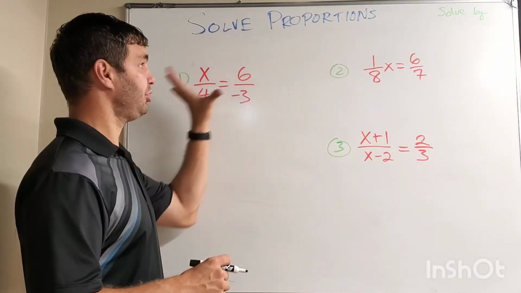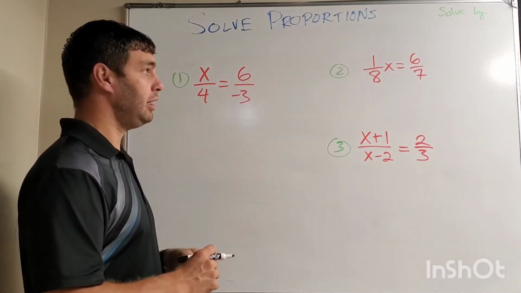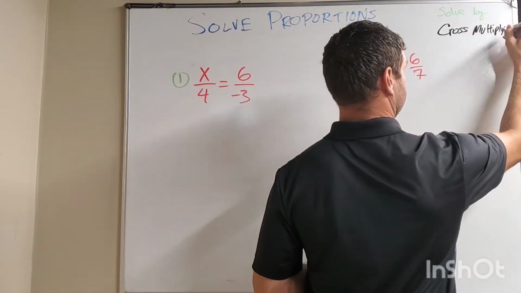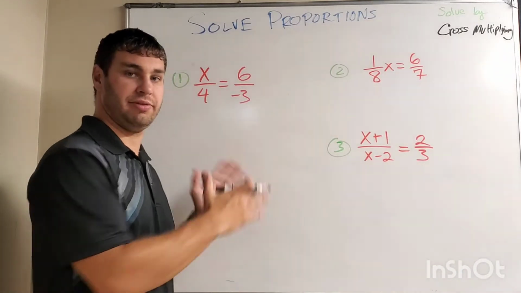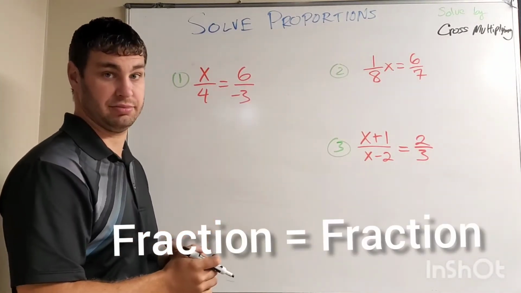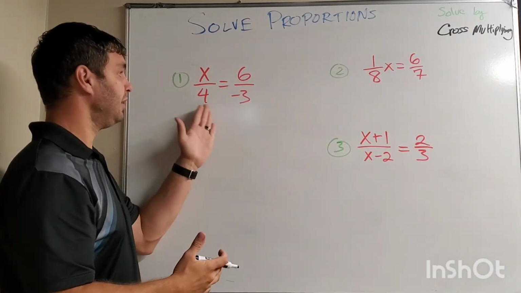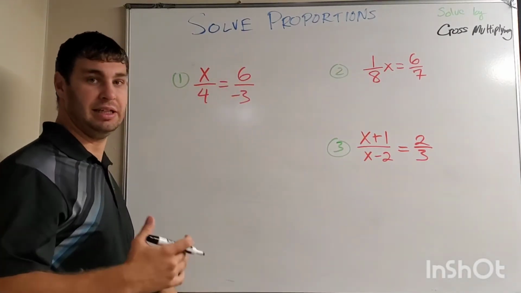In this video, we're going to solve proportions, okay? We have to remember that we solve these by cross multiplying. All right, so a proportion is just a fraction that equals a fraction. In this case, we have x over 4 as our first fraction equals 6 over negative 3 for our second fraction.